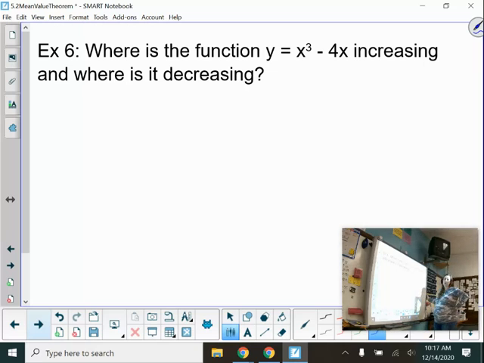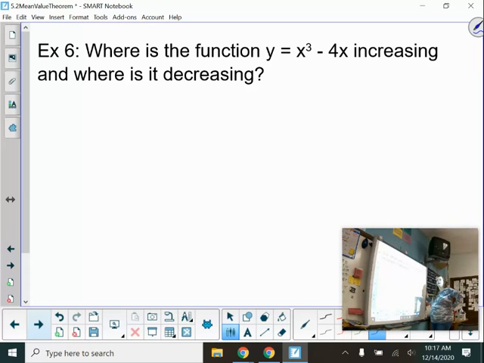Sometimes it's a good idea to create a chart to keep track of where the first derivative is positive or negative. This example 6 is the first place where you're actually going to see that. Just one thing to be aware of, they do not accept charts alone as justification on the AP exam. You can use a chart or a line grid to organize your thoughts, but then you have to state, this is happening here because of this.